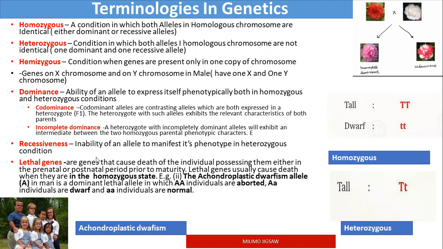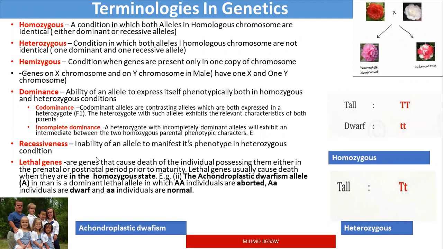The other type of alleles that we need to know are the lethal alleles, also called lethal genes. Lethal genes are simply genes that cause the death of the individual possessing them, either in the prenatal or postnatal period prior to maturity. You see that lethal genes usually cause death when they are in the homozygous state.